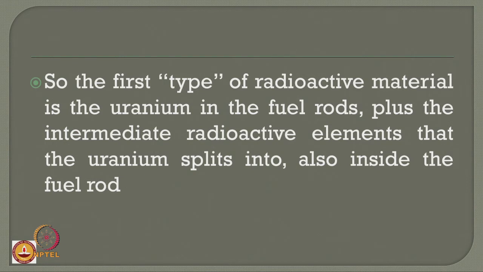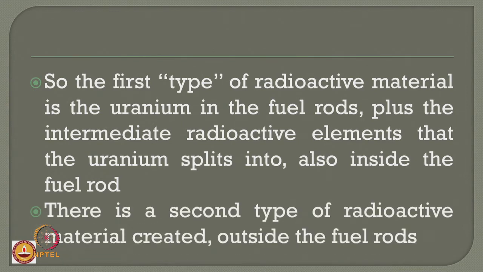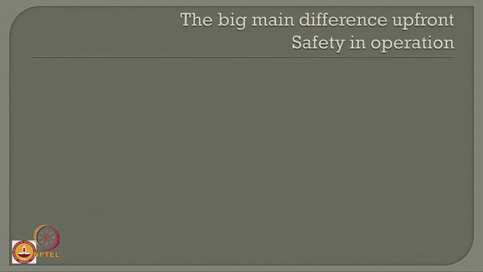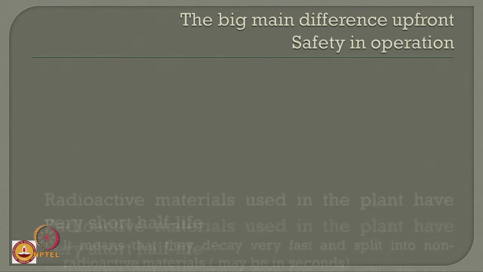Let us see how this has been taken care of in the design in the Japan power plant. The first type of radioactive material is uranium, which is in the fuel rod, plus the intermediate radioactive elements that uranium splits into, which are also inside the fuel rod. There is a second type of radioactive material created outside the fuel rod. So, there are two types now: one is inside the rod itself, one is outside the fuel rod.